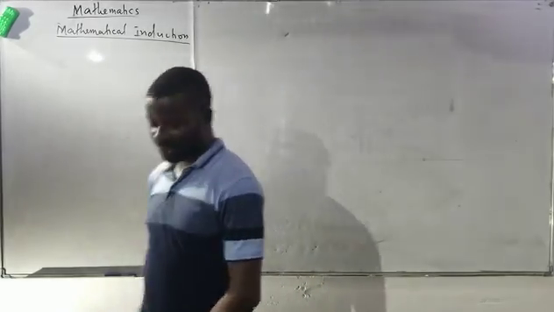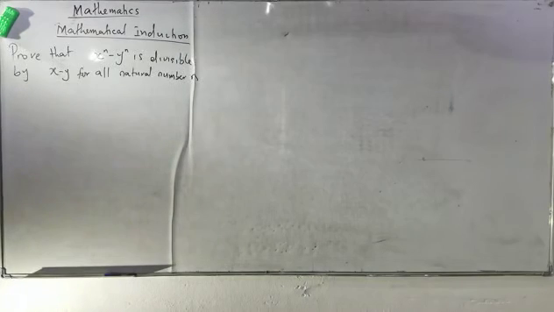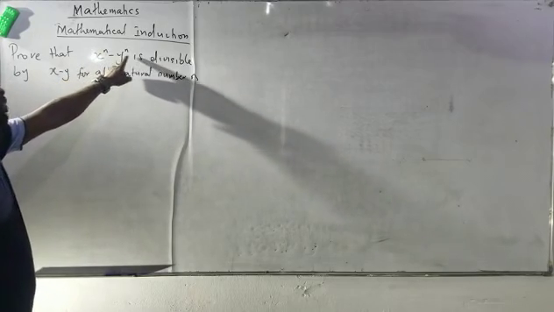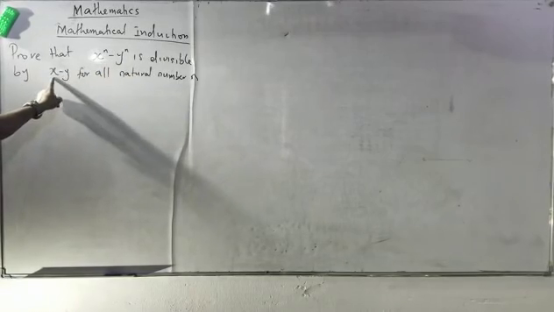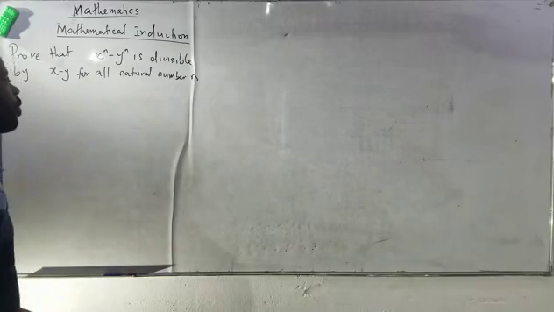Okay, allow me to write out the question. This is the question. I'm asked to prove that x raised to power n minus y raised to power n is divisible by x minus y for all natural numbers. For all, what are the natural numbers?